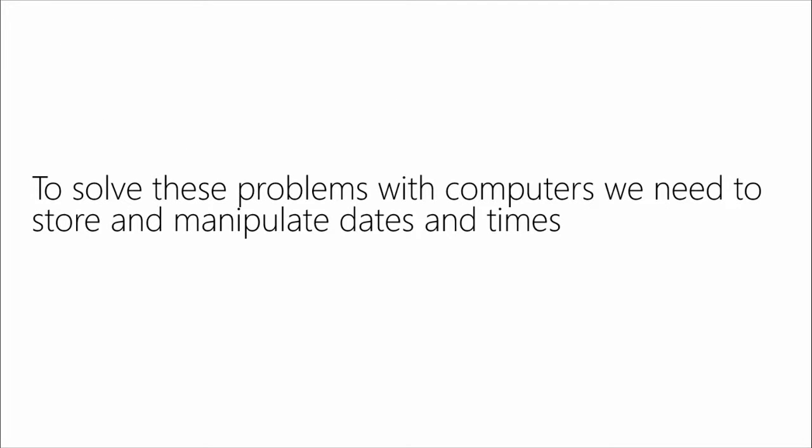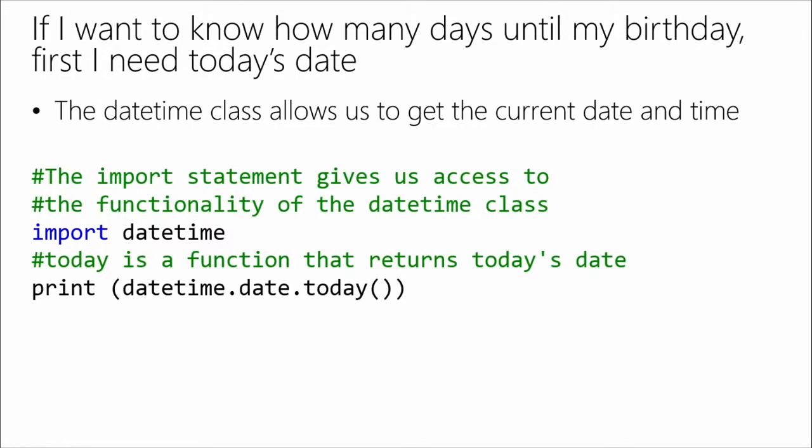The way that we deal with all of that is by working with dates and times. One great thing about Python, which is true across almost every language, is that it has the ability to understand and manipulate a date. Let's say, for a classic example, that I want to figure out the number of days until my birthday. The first thing I'm going to need to know is today's date, and we can pull that in by utilizing the datetime class.